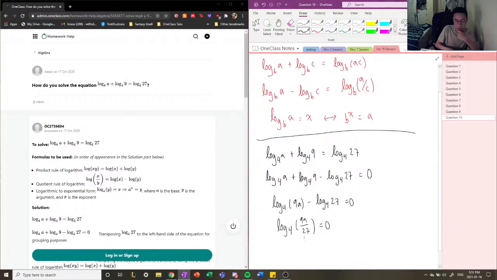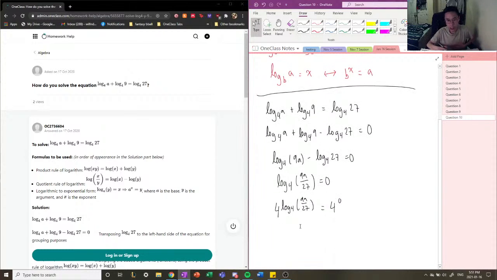Finally, we want to convert our logarithmic form to exponential form. So we're going to raise both sides to the power of 4. What does that look like? We're going to do 4 to the power of log base 4 of 9a divided by 27 equals 4 to the power of 0. So basically, I converted this to exponential form by putting the base of 4 on both sides.